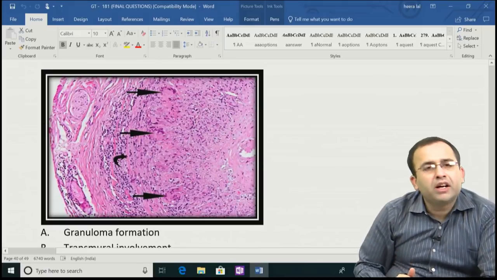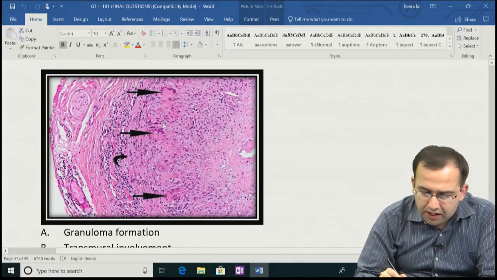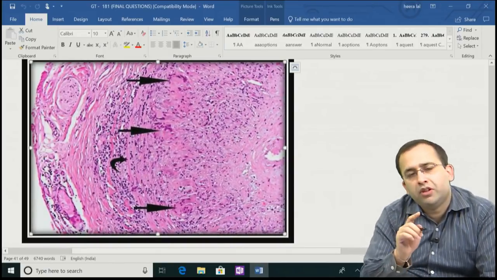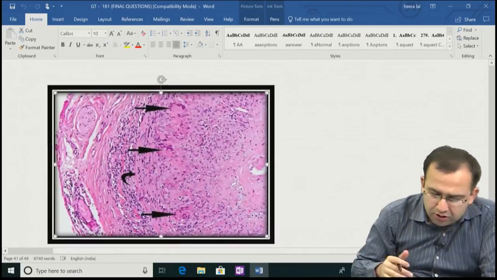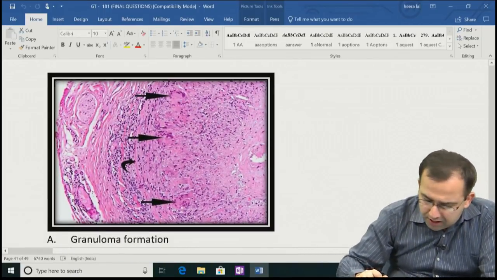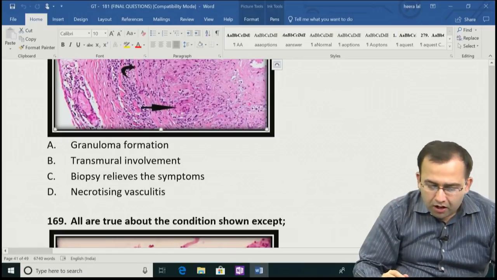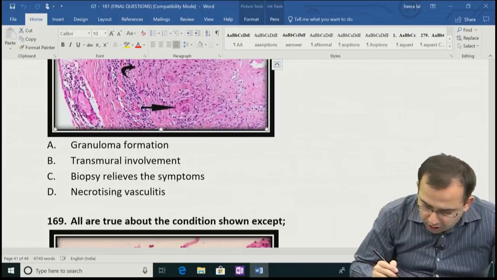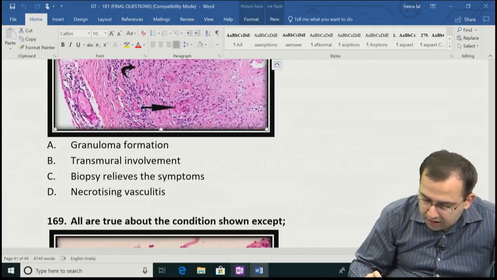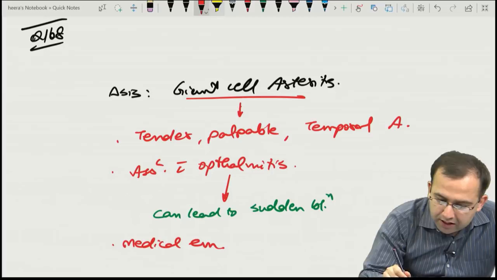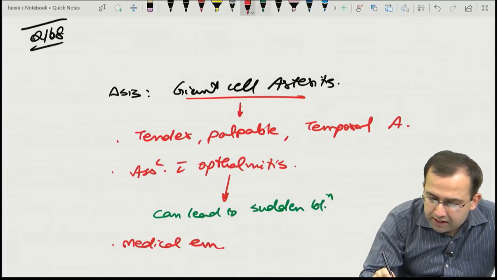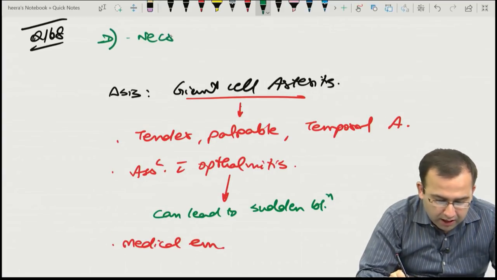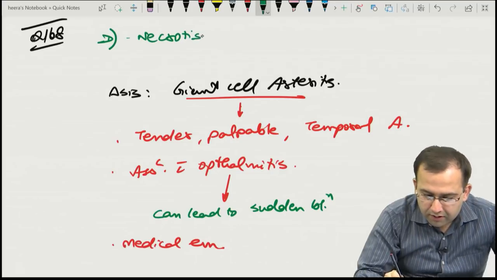Now, I need not even look at the image to know that it is a granulomatous vasculitis. You see the presence of numerous giant cells. All the cells marked with the arrow are multinucleated giant cells. So it's a giant cell arteritis, granulomatous in nature. Granuloma formation, transmural inflammation and biopsy relieves the symptoms. These are true. What is not true is D, that is necrotizing vasculitis. So, question 168, the answer is D, that is necrotizing vasculitis.